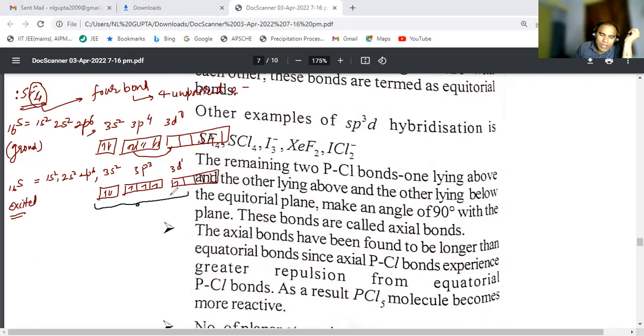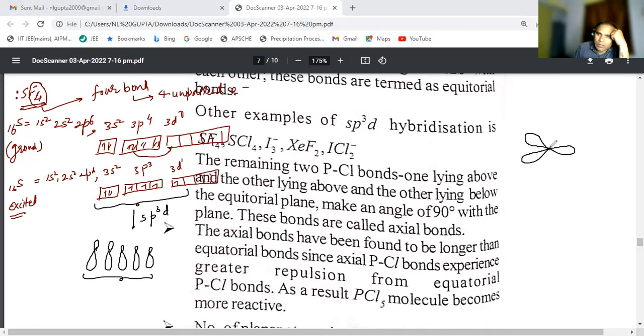Now the total orbitals are going to hybridize. One s, 3 p, and one d, so sp3d hybridization. So how many orbitals will form? 5, because it is sp3d. So 1s, 3p and 1d. But how are these orbitals going to arrange? Let us see here. This is 1, this is going to be 2, this is going to be 3, and this is the 4.